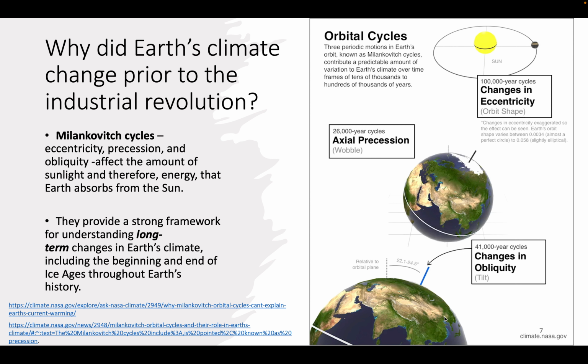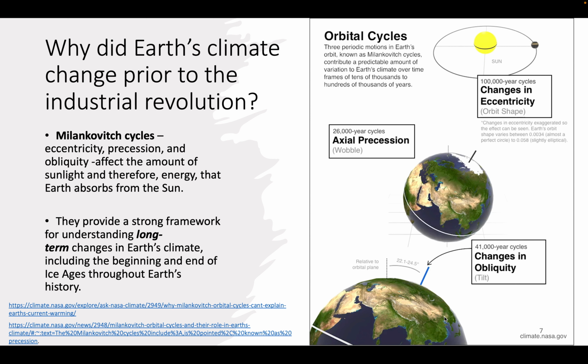Prior to the Industrial Revolution, Earth's climate periodically changed between being extremely cold, and these cold periods are known as ice ages, and warm periods known as interglacial periods. These periods of natural climate change were largely due to changes in solar radiation experienced by the Earth, so the amount of solar energy that hit the Earth and then warmed the Earth. Milankovitch cycles. So why did Earth's climate change prior to the Industrial Revolution? One theory is Milankovitch cycles.